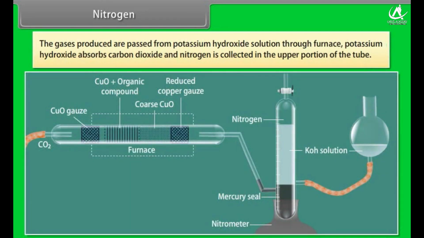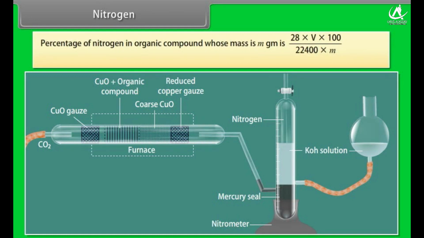The gases produced are passed through potassium hydroxide solution through a furnace. Potassium hydroxide absorbs carbon dioxide and nitrogen is collected in the upper portion of the tube. Percentage of nitrogen in an organic compound whose mass is m gm is 28 × V × 100 / (22,400 × m), where V is the volume of nitrogen at STP.